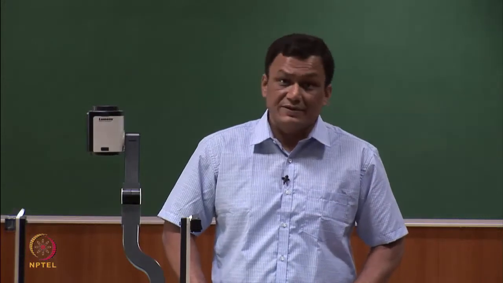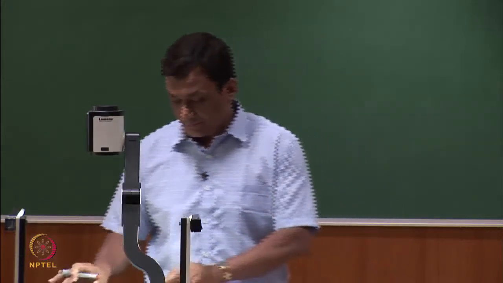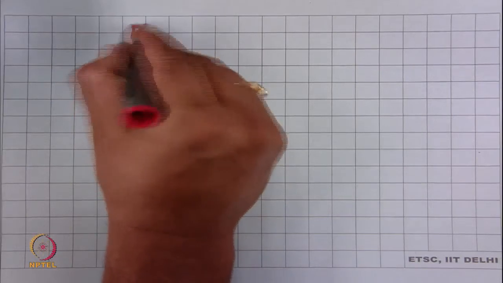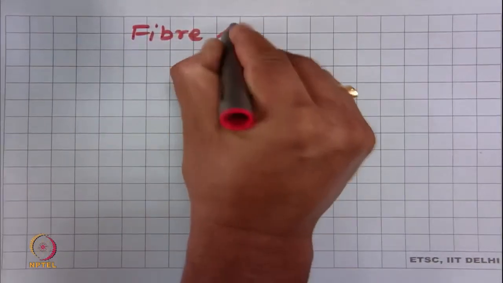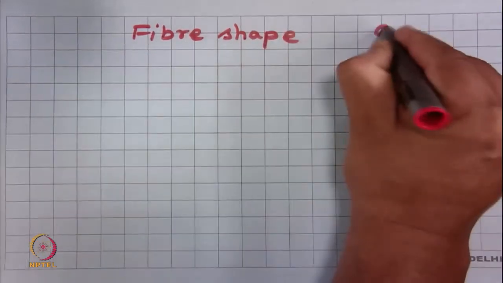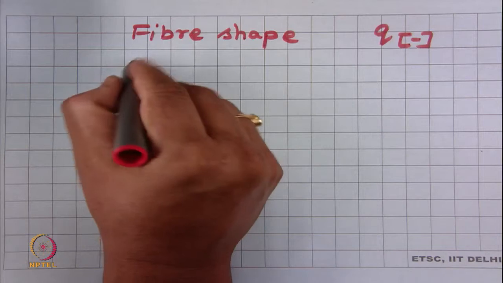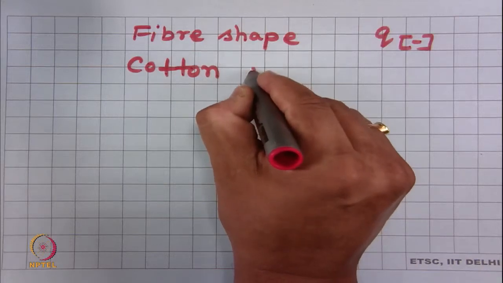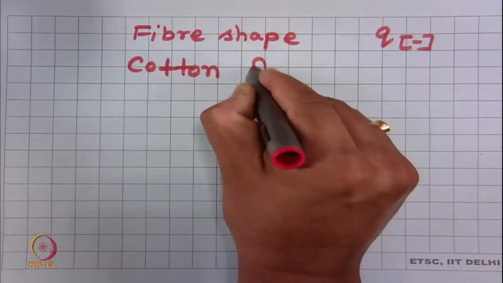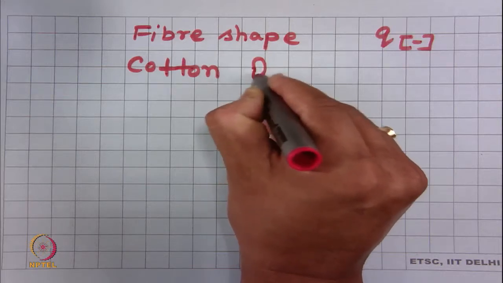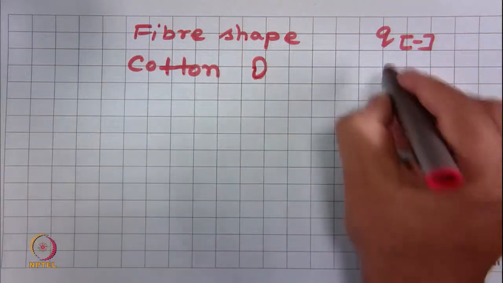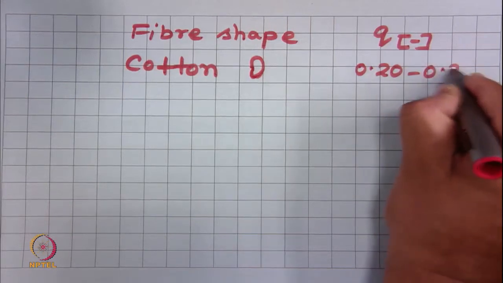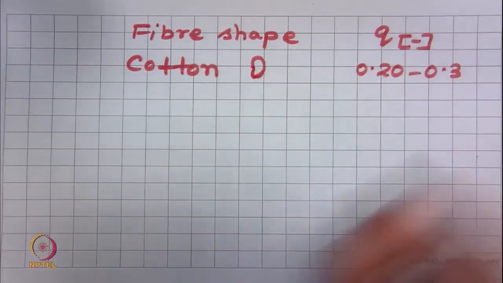What about cotton? What is the value of fiber shape factor for cotton fiber? Fully mature cotton fiber, you remember the shape of a cotton fiber, the typical shape factor you can find out 0.2 to 0.3 in that range.